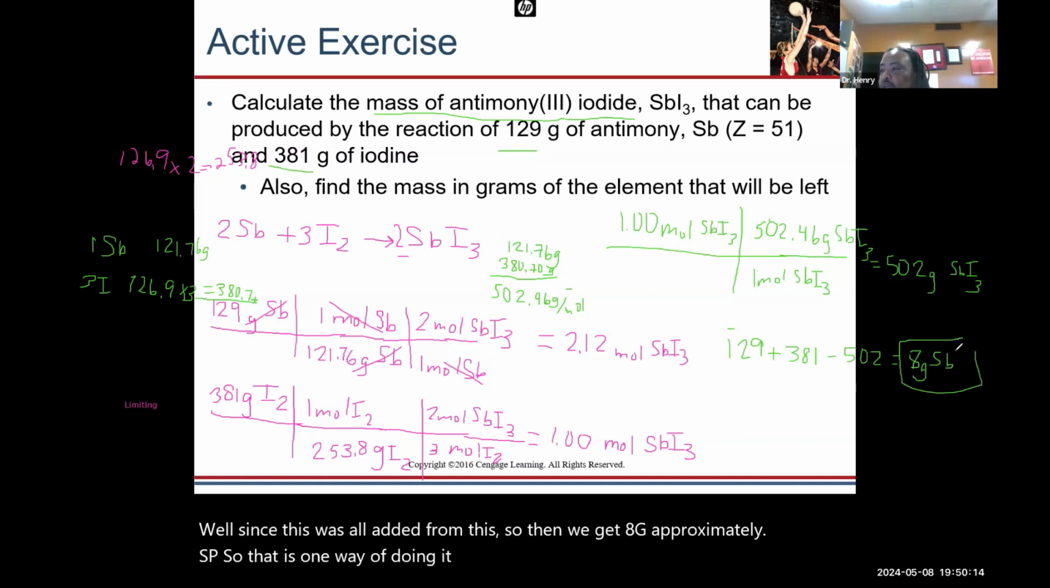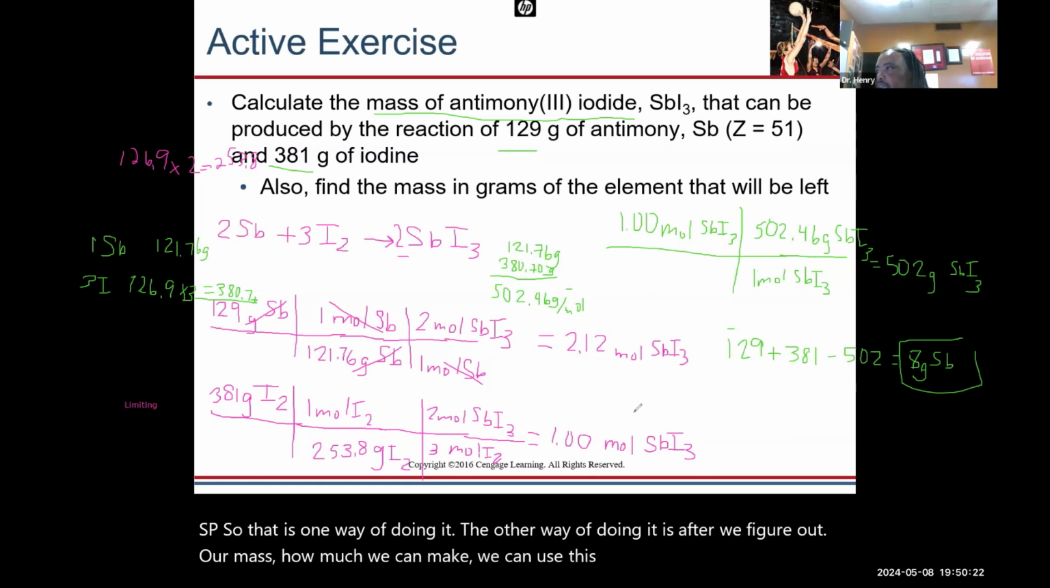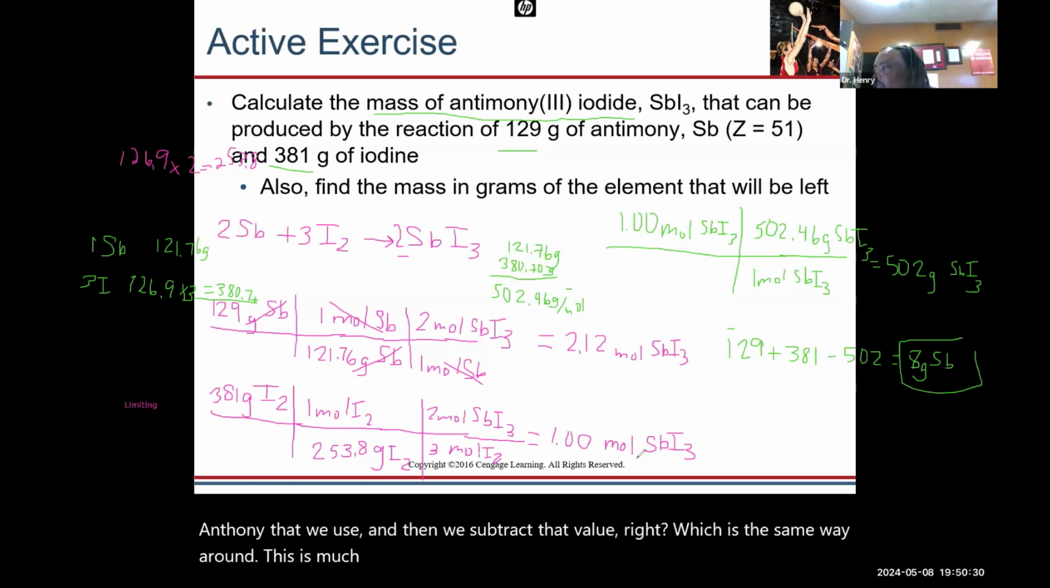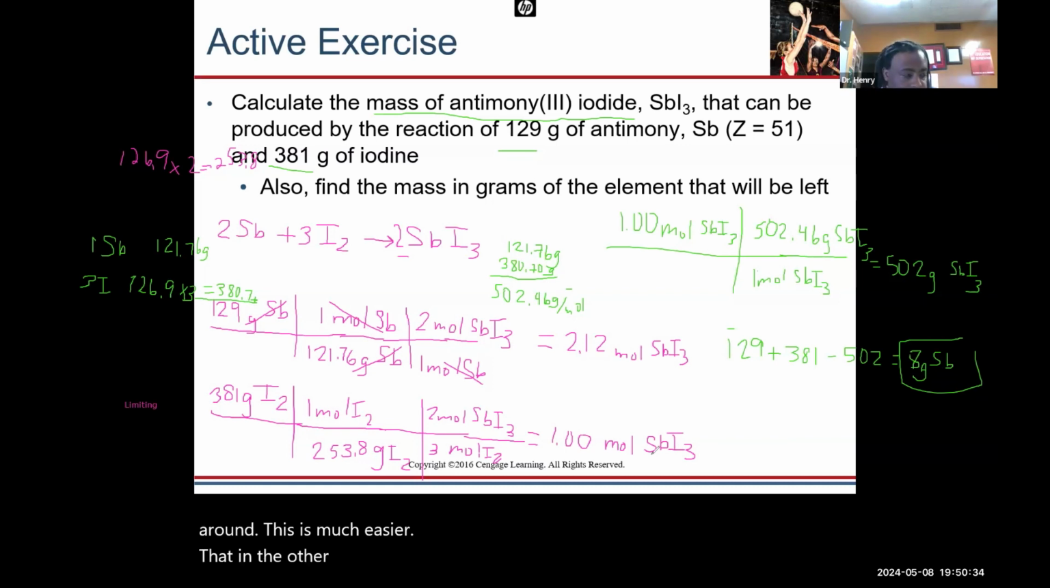The other way of doing it is after we figure out our mass, how much we can make, we can use this number to calculate how much antimony that we used, and then we subtract that value, right? Which is the same way around. This is much easier than in the other case. Okay, let me clear.